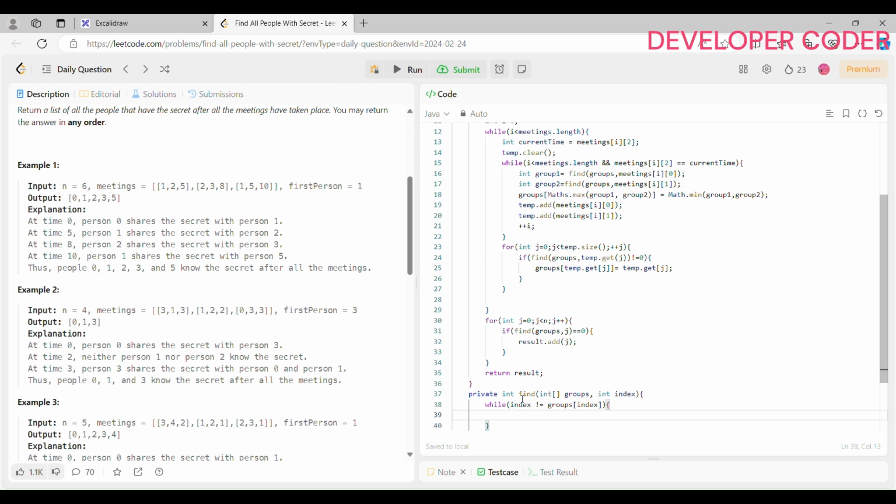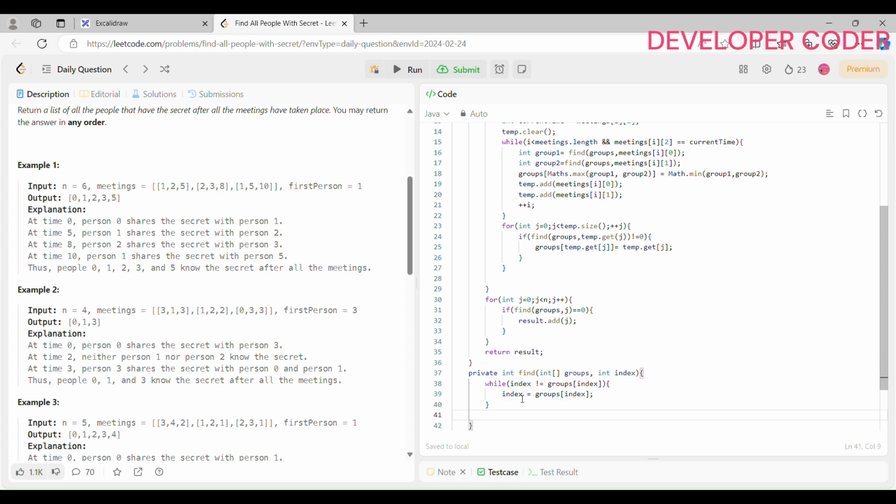Okay, in that case my index is going to be groups of index. That's it, right? Groups of index. And this is done inside the while loop, and after that we are just going to return index. Return index.